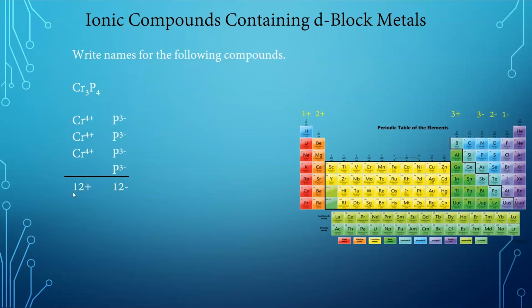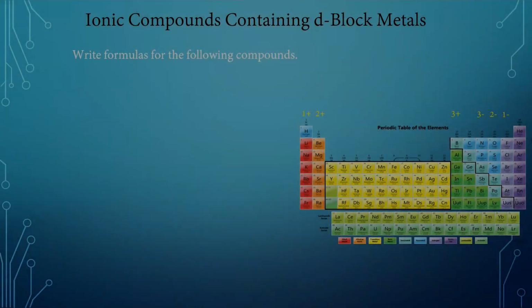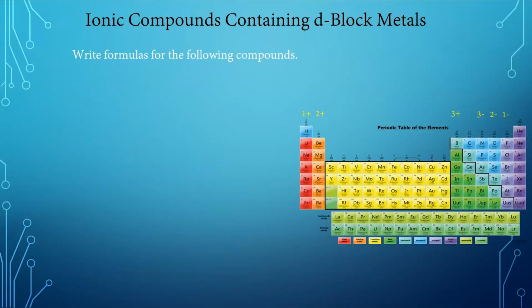We end up then with 12 pluses in the plus column, 12 minuses in the minus column, and therefore it would be chromium 4 phosphide. Doesn't matter that we have 3 chromiums, that 4 says each of those has a charge of +4. Now let's try working some problems in the opposite direction, where I give you a name and you come up with the formula.